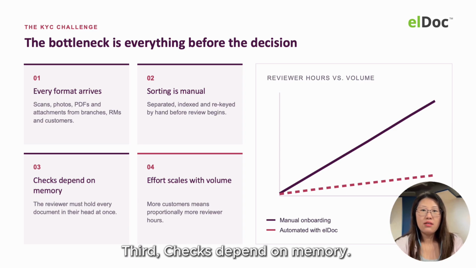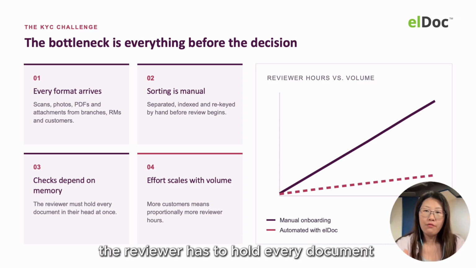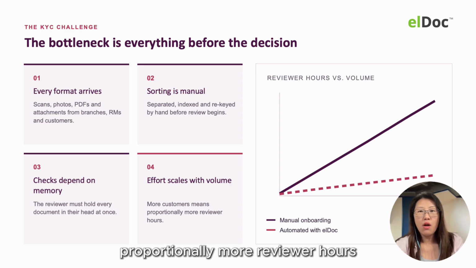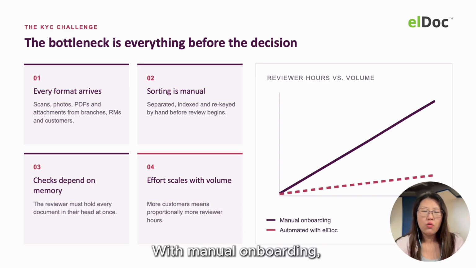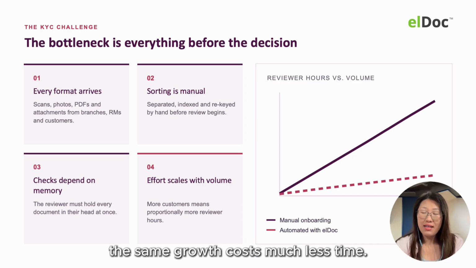Third, checks depend on memory. To compare a name or an address, the reviewer has to hold every document in their head at the same time. Fourth, effort scales with volume. More customers means proportionally more reviewer hours. You can see that in the chart. With manual onboarding, reviewer hours rise in a straight line with volume. With elDoc, the same goal costs much less time.